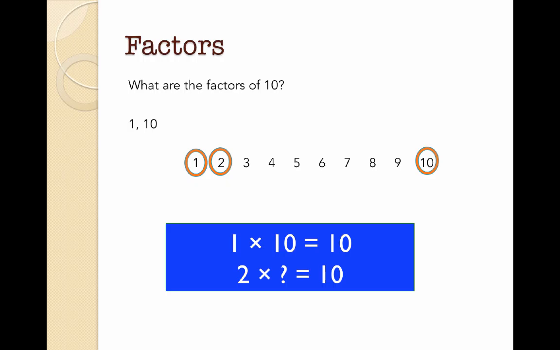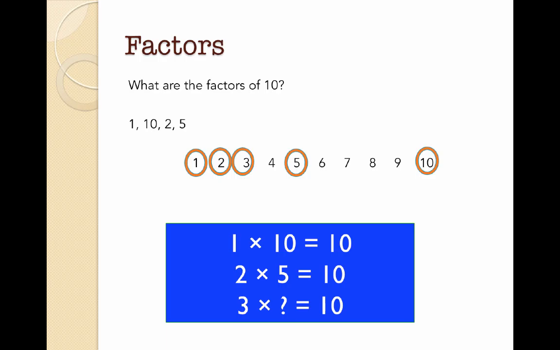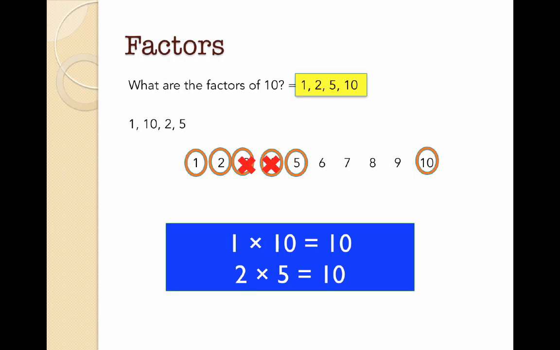I then go on to 2 and I ask myself, what do I multiply 2 by to get 10? I multiply it by 5 and this gives me another pair of factors, 2 and 5. I can eliminate 3 because 3 doesn't go into 10, and I can eliminate 4 because 4 doesn't go into 10. All the other numbers are not going to go into 10 because they're bigger than 5. So the only factors that I have are 1, 2, 5, and 10. Please note that I've written my answer in ascending order, meaning that the numbers go from smallest to biggest.